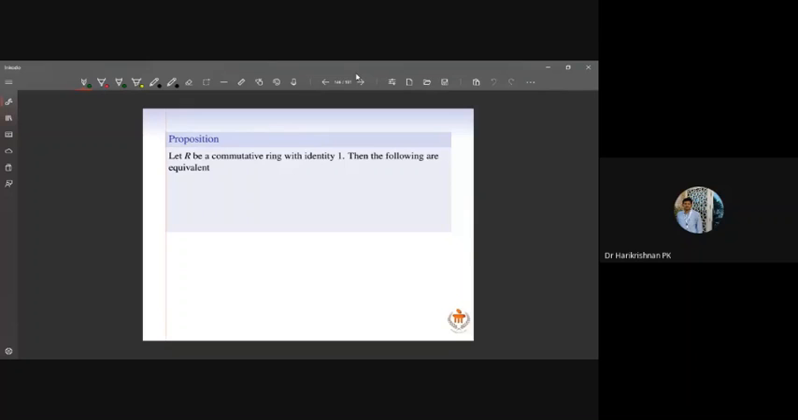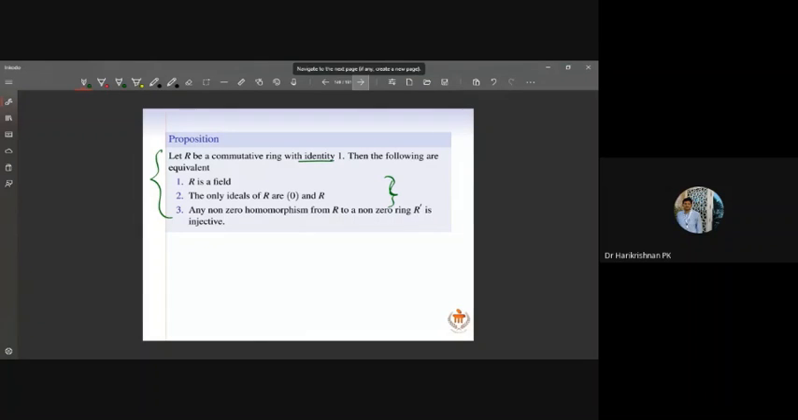The next result is a very good characterization of a field. If you have a commutative ring R with identity, then the following results are equivalent. First, R is a field. R is a field implies the only ideals of R are 0 and R. Then which will imply that any non-zero homomorphism from R to a non-zero ring R' is injective. So this is a very good characterization of a field. For a commutative ring with identity, these three results are equivalent.